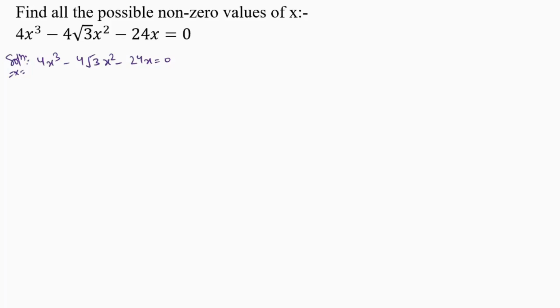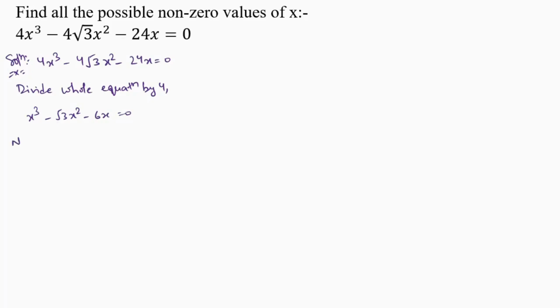Now divide the whole equation by 4, and we get x cubed minus root 3 x squared minus 6x equals 0.